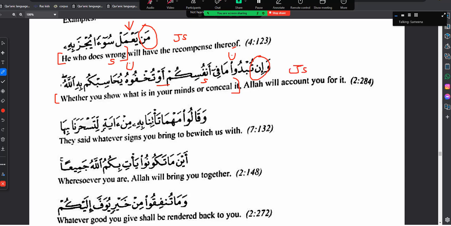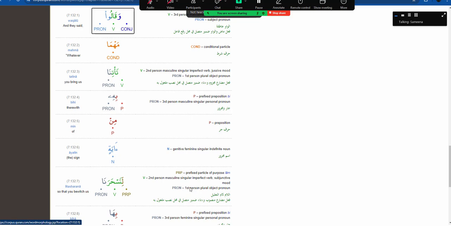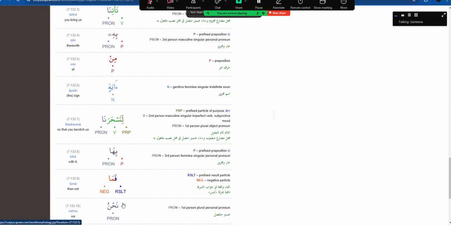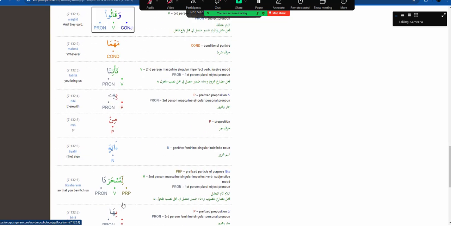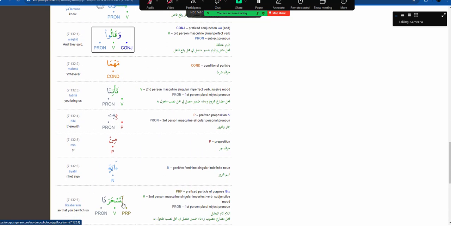وقالوا مهما تأتنا به من آية لتسحرنا بها. So which is the conditional article in this ayah? مهما. وقالوا مهما تأتنا به من آية لتسحرنا بها فما نحن لك بمؤمنين. Okay, the whole ayah is not there on the textbook, so I'm taking it on purpose. So mahma is a conditional article.